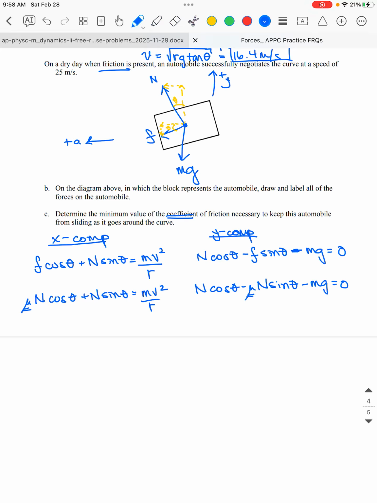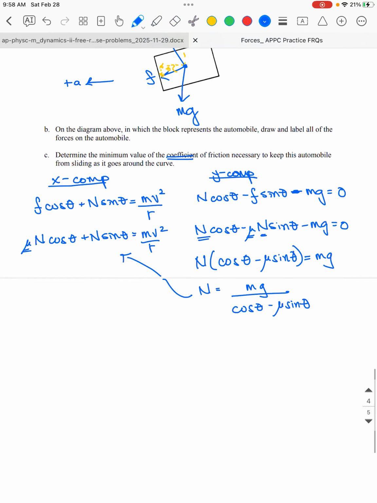So anytime you see something like that, you have to solve for the variable in one equation and plug it into the other. I am going to solve for normal here, which means I'm factoring out the normal, and I get cosine theta minus mu sine theta. I'm going to add the mg to the other side because I know I'm going to need to isolate normal anyway. So I get cosine theta minus mu sine theta in the denominator. This is what I'm going to plug into this equation. It's going to look ugly, very, very messy, but that's okay. We are going to do it slow and step by step.